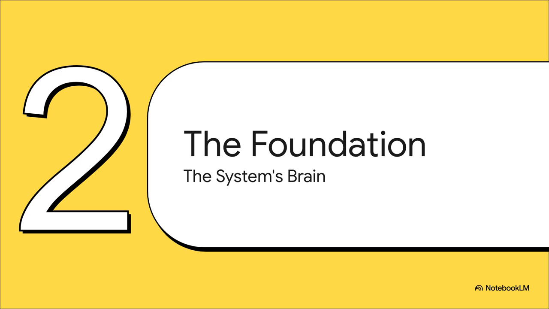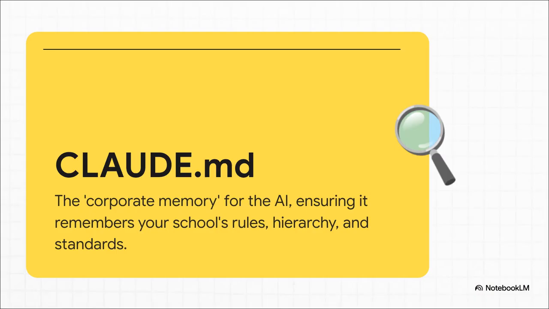So let's move on to the foundation. Every great assistant has to understand the rules of the road, right? For our AI, that means we have to build its brain, its core memory, and its rulebook. And that brain, well, it's actually a single file called Claude.md. The best way to think about it is like the ultimate employee handbook for your AI. This one file tells Claude everything it needs to know about your school, your academic standards, your team structure, even your communication style. It is the secret sauce for getting consistent, reliable performance every single time.